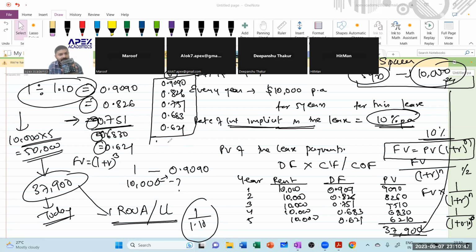Do it on your simple calculator. You have a calculator like this. 1 divided by 1.10. Press equal to 3 times. You will get 0.751. Or else you can do it on Excel. Type is equal to 1 divided by bracket 1.10, press raise to 3. You will get 0.751. You can do this in an Excel sheet cell also.